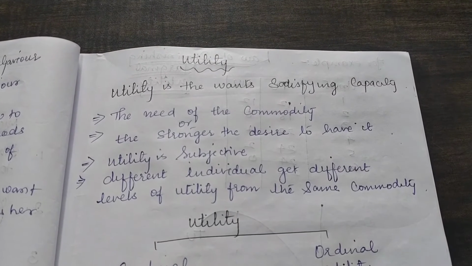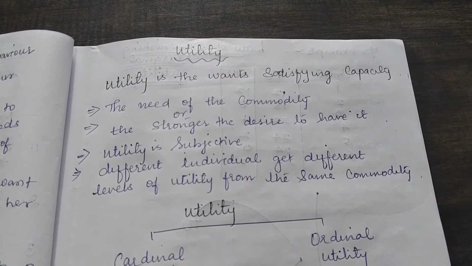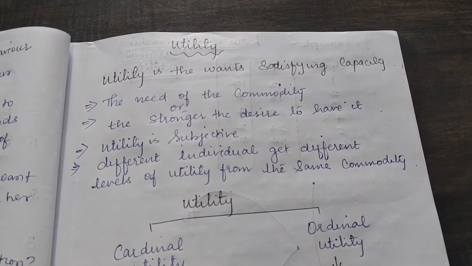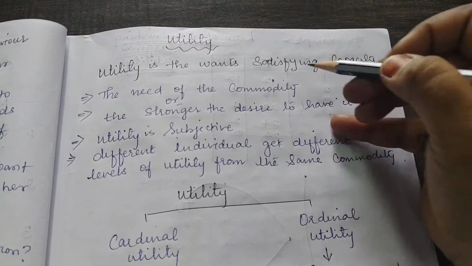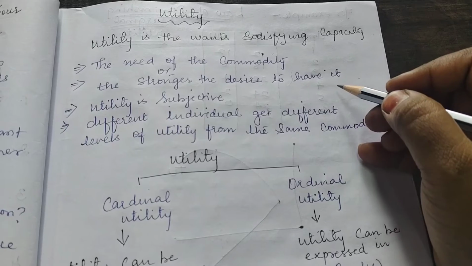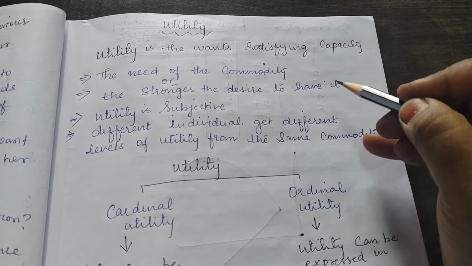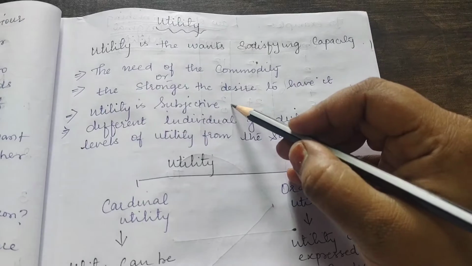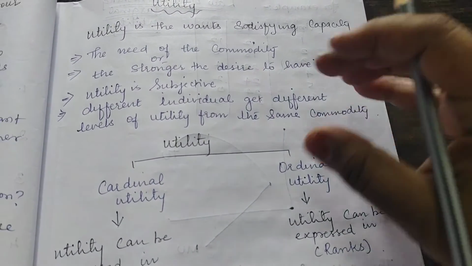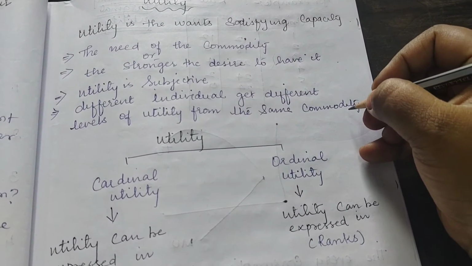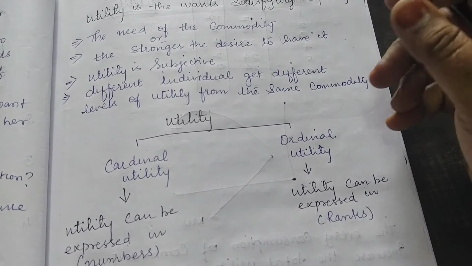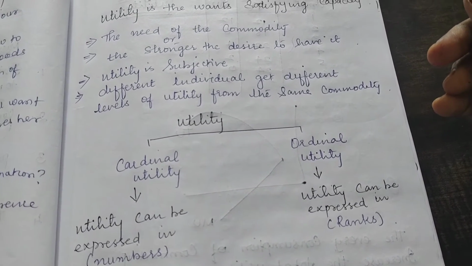Utility is nothing but the desirability or the want-satisfying capacity. Utility arises due to the need for the commodity or the stronger desire to have it. The stronger the desire, the higher the level of utility. So utility is subjective, it is not objective. Different individuals get different levels of utility from the same commodity. For example, take chocolate: for somebody it is a favorite, while somebody else doesn't like chocolate at all.